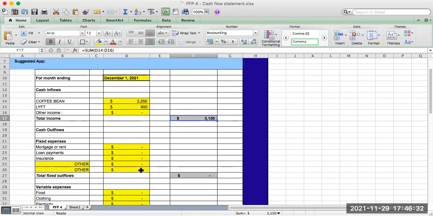So now we get to the tricky part, expenses. Well, what's my rent? Let's say I'm paying $850 a month. I'm renting a room with my brother.